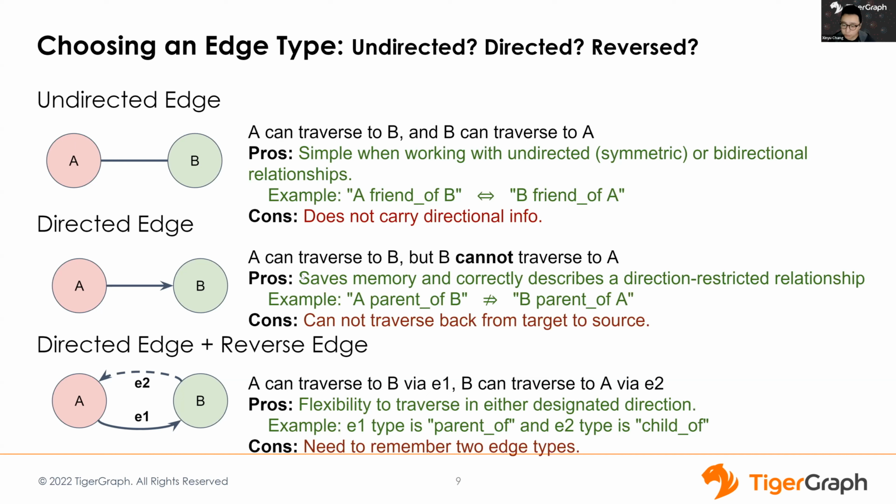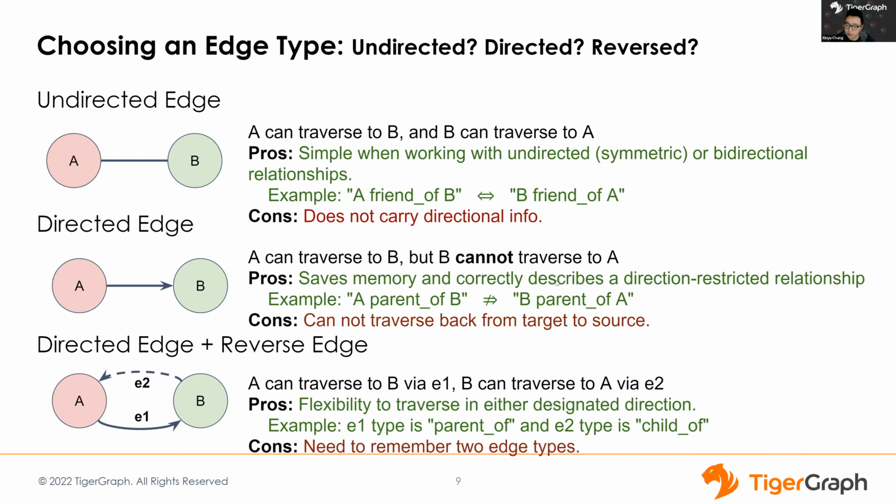Okay, and for directed edge, it is very memory saving because you only store the edge once for the source vertex, right? So you only use half of the memory, but it cannot traverse back from target to source. So we really need to think things through, but if we decide to only define the directed edge without the reverse edge, we should be 100% clear that in the future we will never traverse to A from B. Okay, and then we have directed edge with reverse edge. The advantage is it's very flexible to traverse in a designated direction, right? You can go any direction with different types. But the con is really you need to maintain and remember two edge types, and you always need to think about whether you are using the correct edge type when you write the queries.